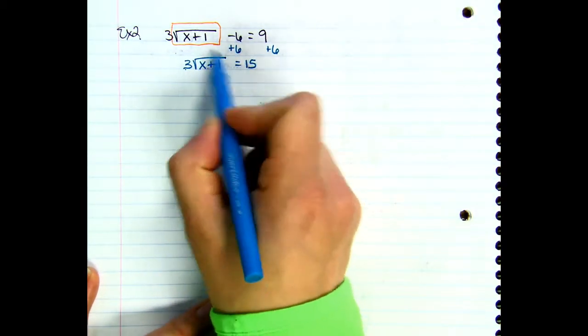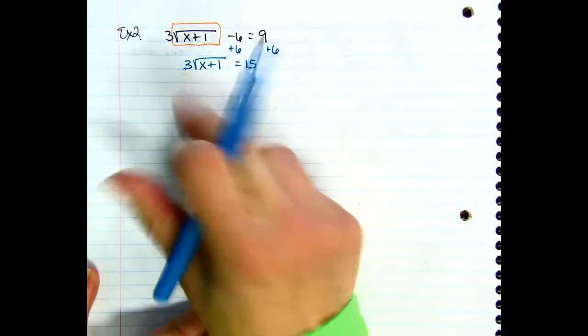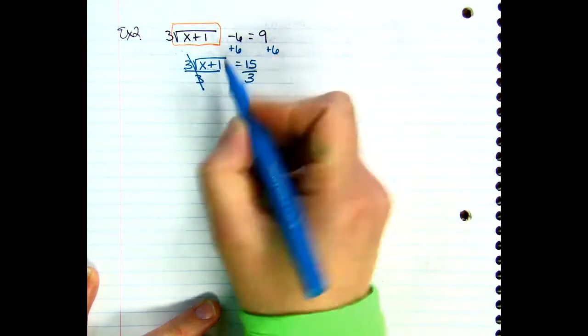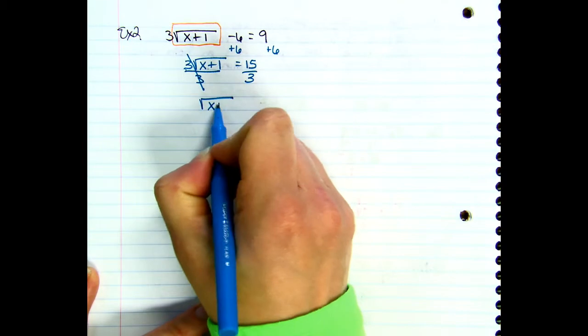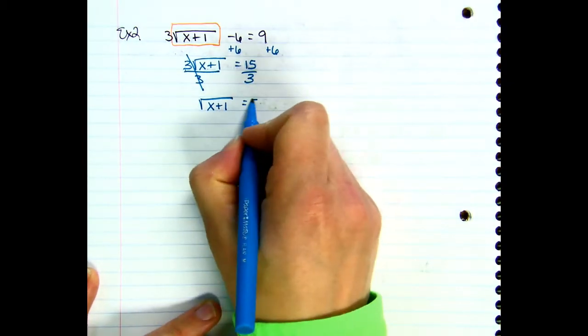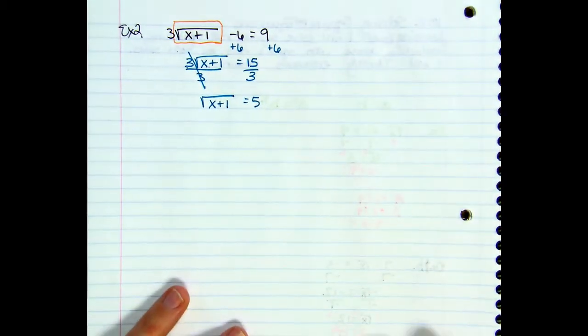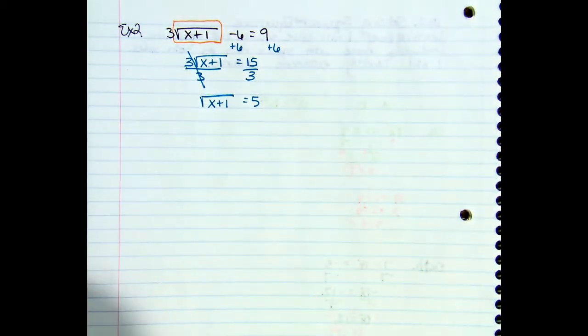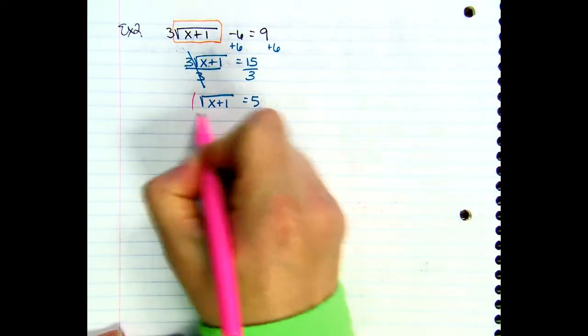Now, this is 3 times my square root, so I want to divide each side by 3. When I do that, I'm left with just the square root of x plus 1 on this side, and I'm left with 5 over here. So now, since I only have a square root, I can square each side.